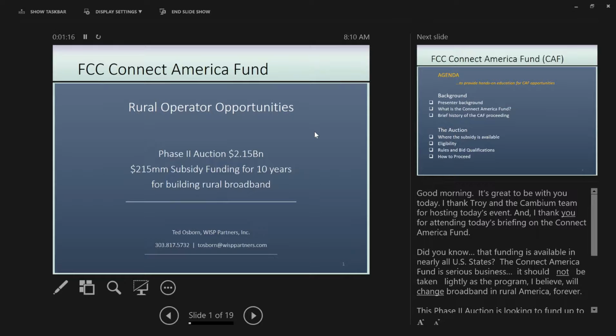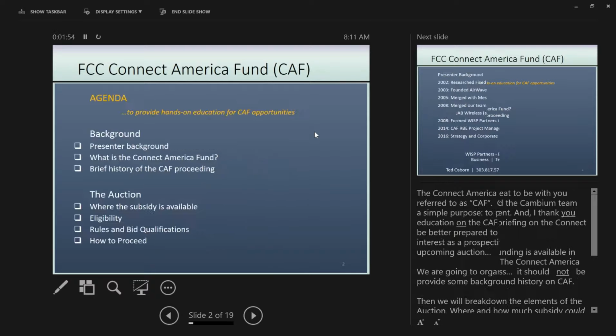This Phase 2 auction is looking to fund up to 1.5 million rural locations, with an annual budget of $215 million per year for each of 10 years. The subsidy will be provided as a grant to the lowest cost bidder per the rules that we will discuss today. Commentary: local operators with existing infrastructure near where subsidy is available will have the advantage, if the bidder is qualified and highly prepared.